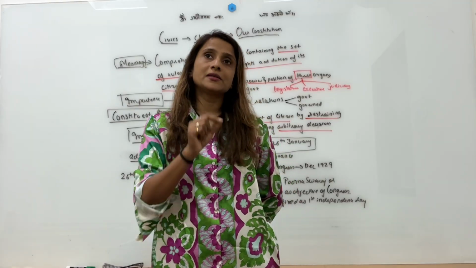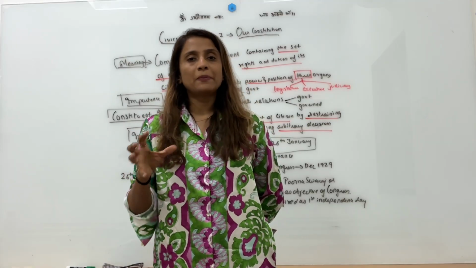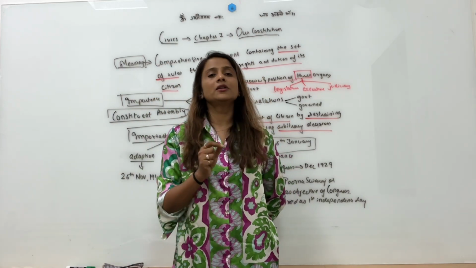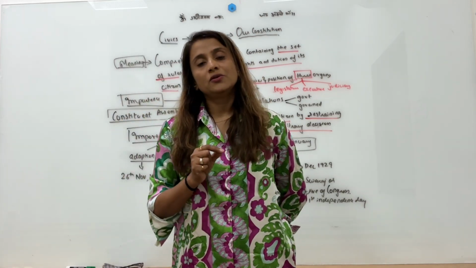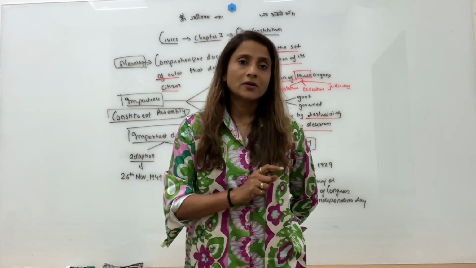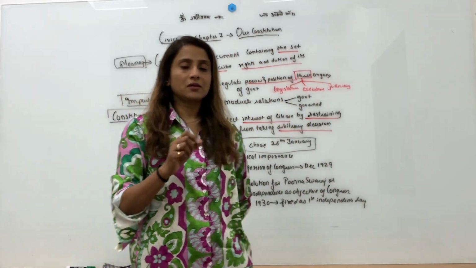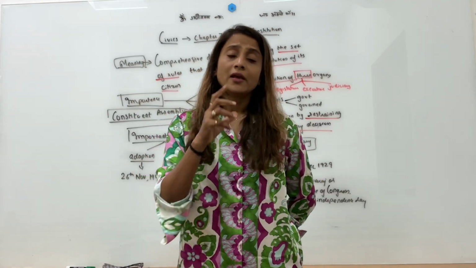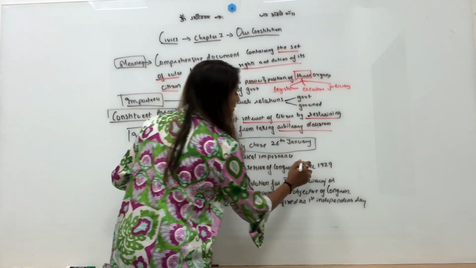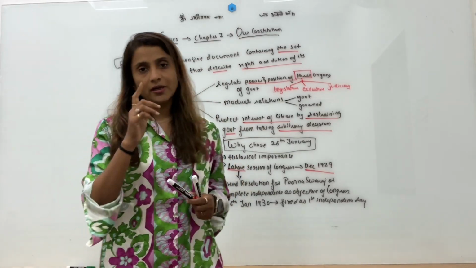So let me tell you one thing, kids. Every year, in the month of December, our Congress political party, Indian National Congress, it was the main political party at that time. Indian National Congress every year used to have their annual session in the month of December. Okay, so in the year 1929, in the month of December, Congress was conducting their session. And where was that session conducted? Lahore. So in the year 1929, in the month of December, Congress had conducted their session in Lahore.